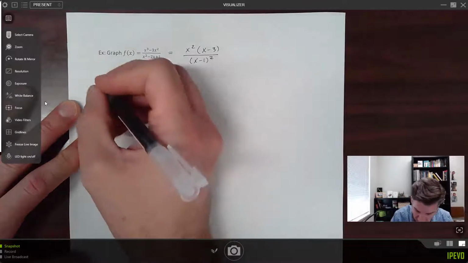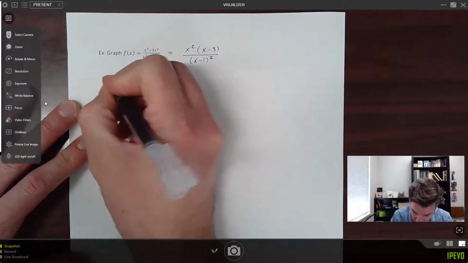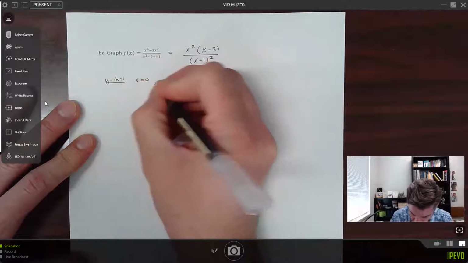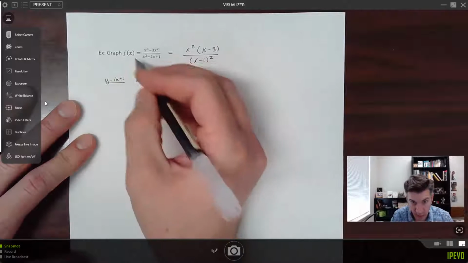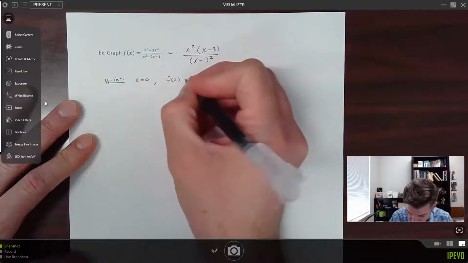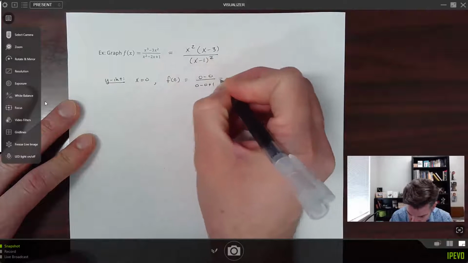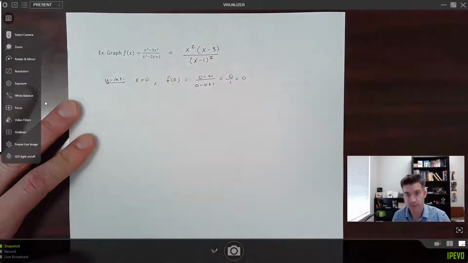So let's start with the y-intercept. Let's set x equal to 0. We're going to get f of 0, and I'm going to plug it into this version here. I'm going to get 0 minus 0 over 0 minus 0 plus 1, 0 over 1, which is 0.